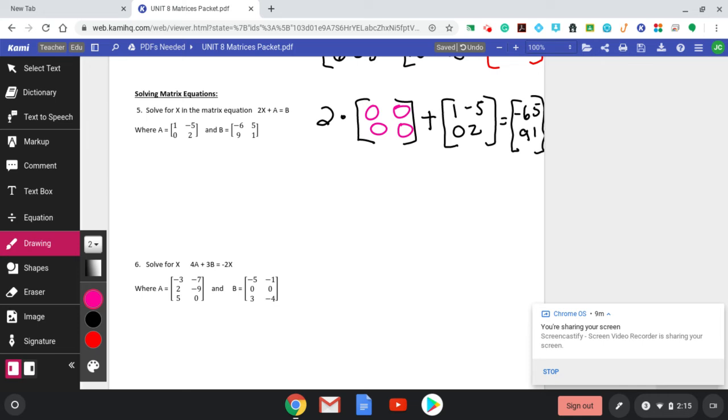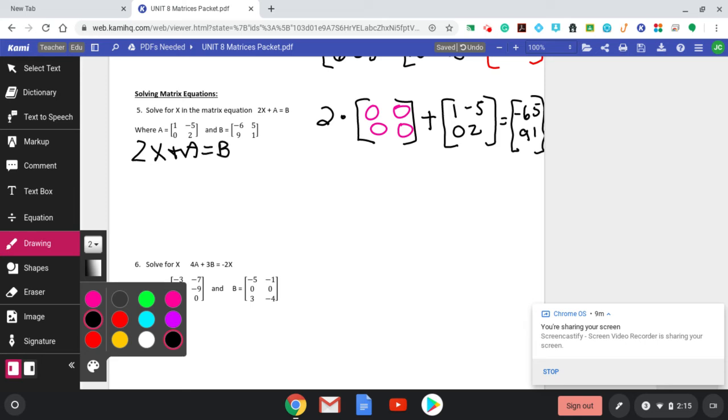Okay, easiest way I can show you guys to do it is go back to the equation they gave you, 2x plus A equals B, and solve for x. Okay, solve for x. So get everything over to one side except for the x. So you would subtract A. So 2x equals B minus A. And then you would divide everything by 2.